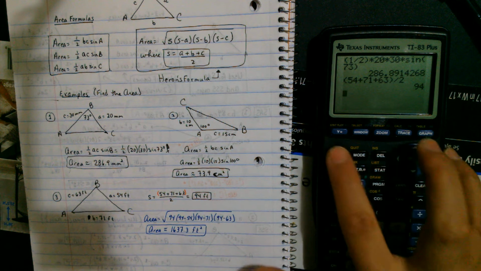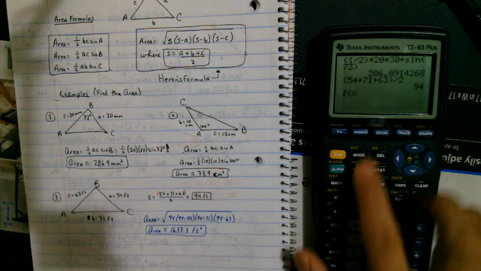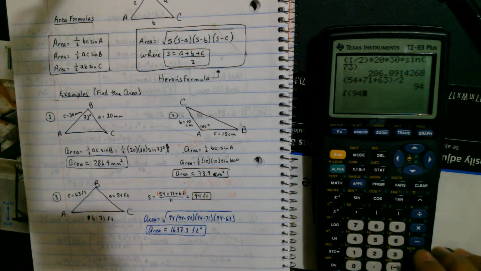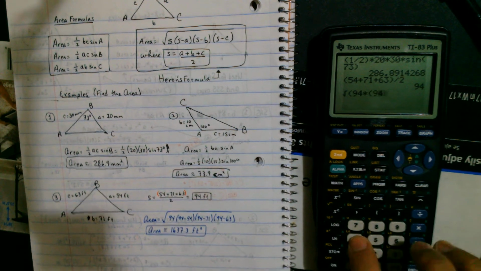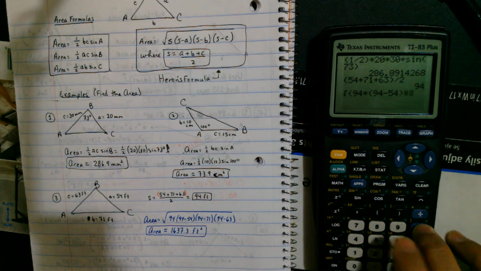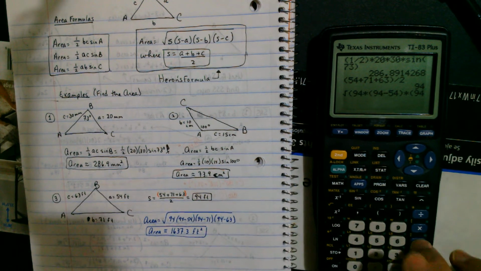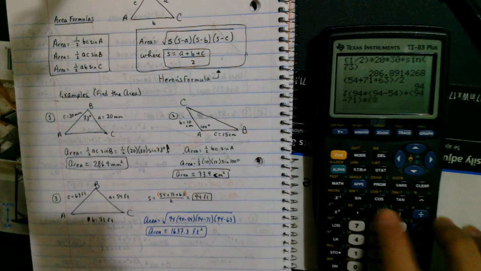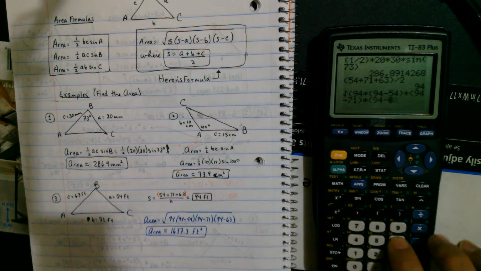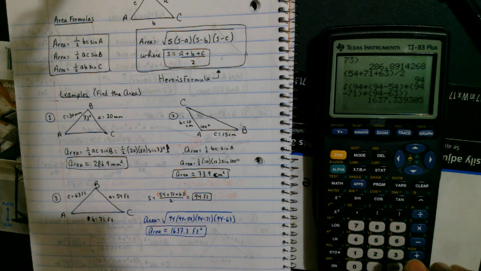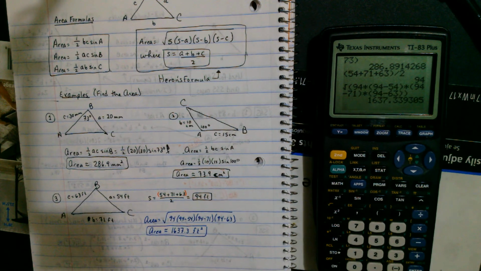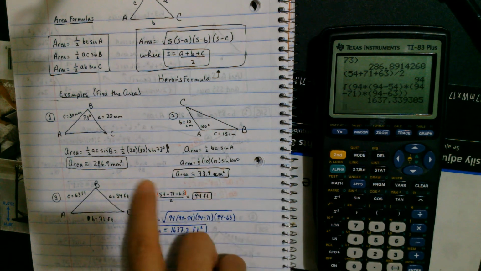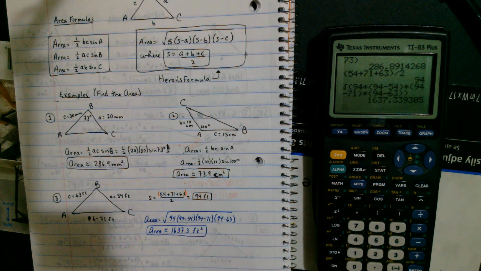So essentially it's second square root. So now I'm going to take 94 times parentheses 94 minus 54 times parentheses 94 minus 71 times parentheses 94 minus 63, close out parentheses, close the whole parentheses, and it equals, more or less, about 1637.3. In this case, square units, square feet, and the previous one, square centimeters, square meters. Again, we're in the world of area, so that's how you designate the units. And this essentially will end us for 6.3.